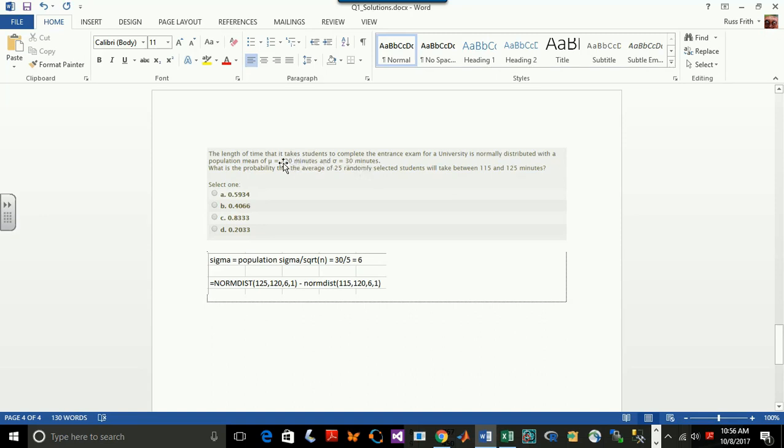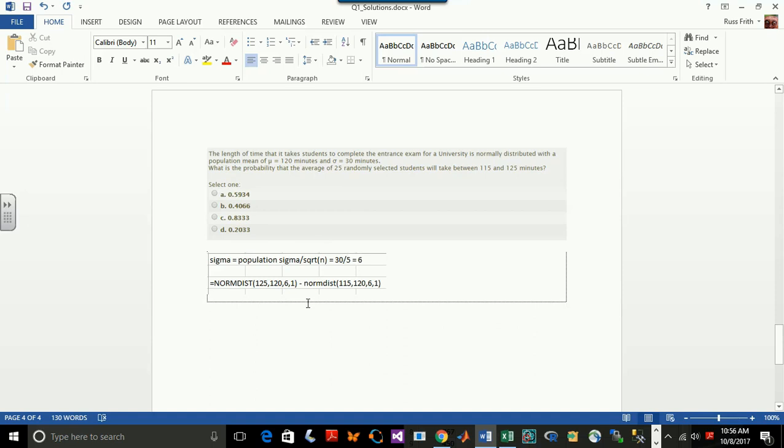First of all, since the population is normally distributed, the mean of the sample from a normally distributed population will be the same as the mean of the population. However, the standard deviation will not be the same. The standard deviation of the sample will be the population standard deviation divided by the square root of the sample size. So in this case, the standard deviation of the sample will be 6, 30 divided by 5 squared.